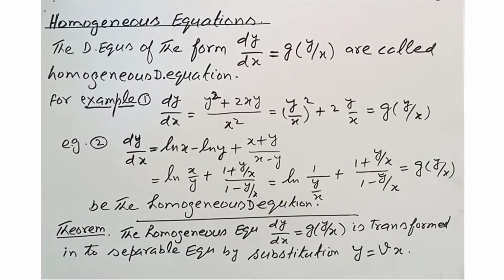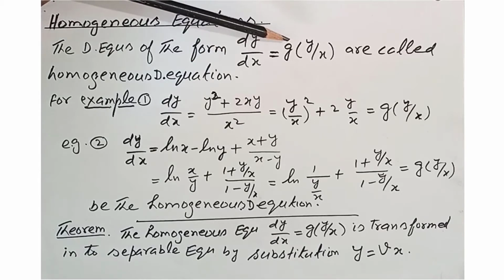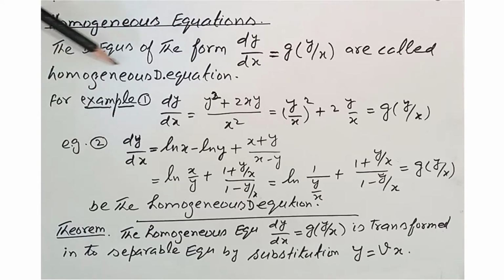Today's topic is homogeneous equations. We can also say homogeneous differential equations. The differential equations of the form dy by dx equal to g of y over x are called homogeneous differential equations. This is a function of y over x.